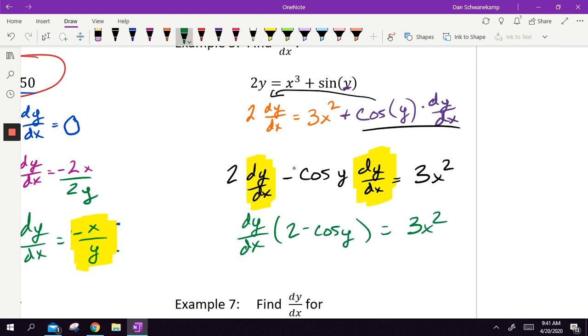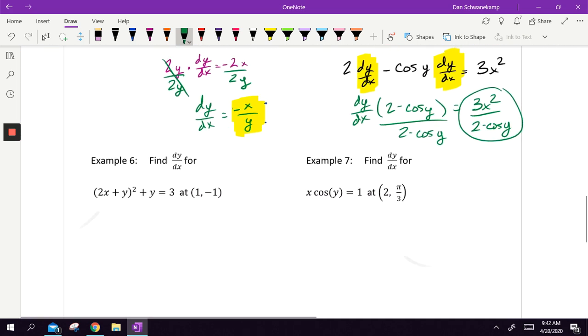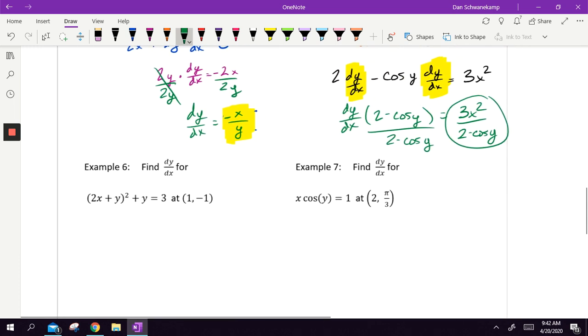And then to finish, I'm going to divide by 2 minus cosine y. There's my answer. So again, we took the derivative. We needed a little bit of chain rule here. I moved everything that had dy dx on the same side. I factored out and divided. All right, that's the main idea. We're going to keep doing that concept again and again and again.